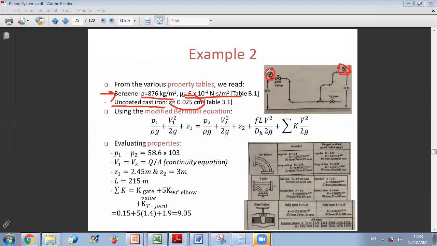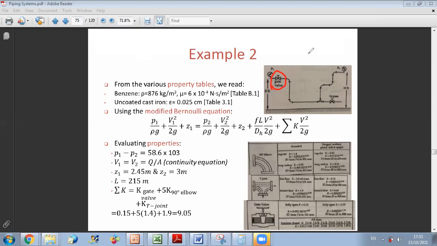Okay, so when moving from 1 to 2, let us see what we have. We have first a gate valve. Any type of valve will induce losses, so you should go to tables and see for a gate valve what will be the value of the minor loss coefficient K.